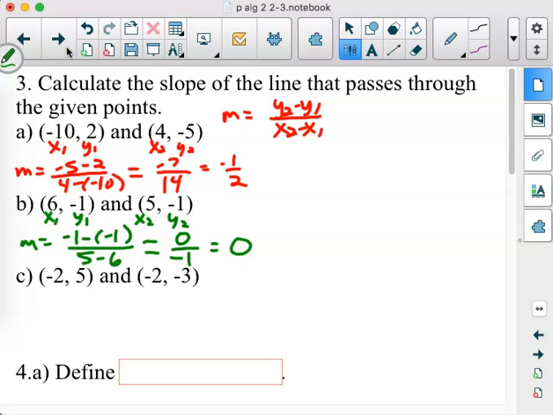Slope of 0. Take a peek back at what we did when we did our drawings. What kind of line was it again that had a slope of 0? Yeah, this one. Horizontal. So, because it's special, I'm going to write that up here. This would be a horizontal line. Makes sense. Go 6, negative 1, 5, negative 1. Yeah, connect those two up. That's going to be a horizontal line.